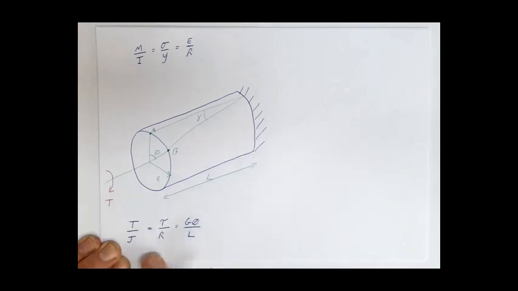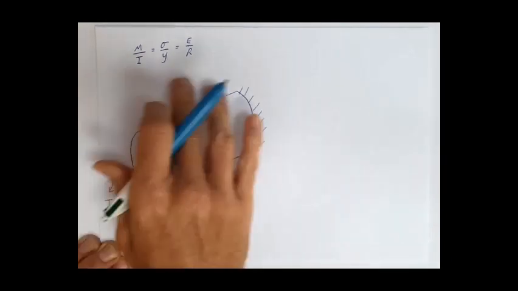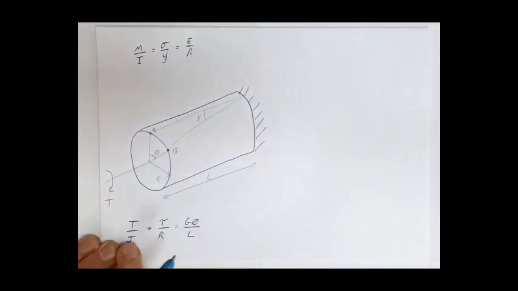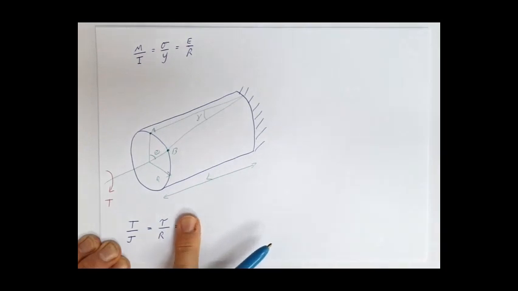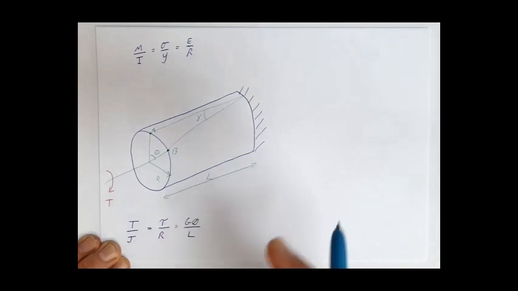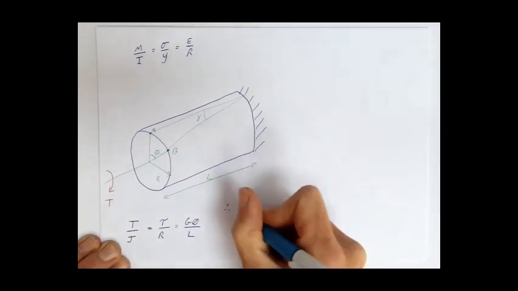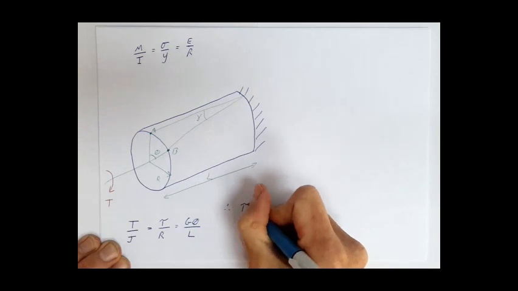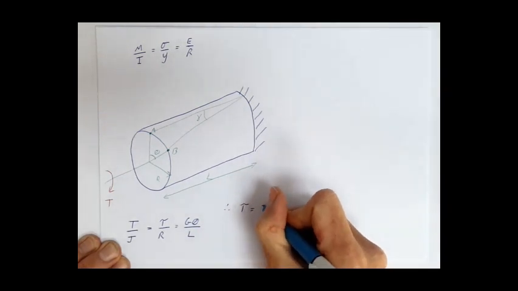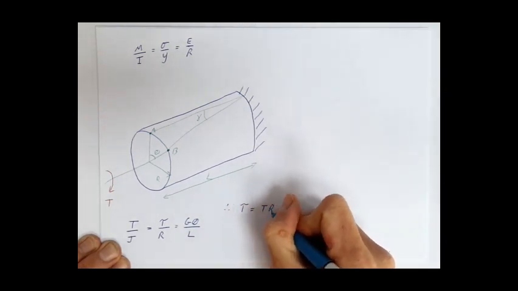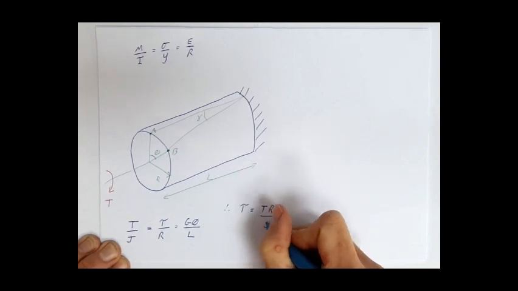Now, just like the simple theory of elastic bending, sometimes we'll only use two of those terms. For example, if we were to ignore that term there, what do we end up with? We end up with T over J equals tau over R. So therefore, we multiply through by R. What do we end up with? Our shear stress equals T R over J.